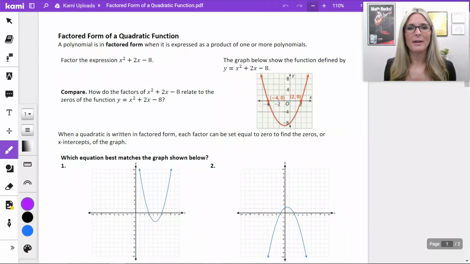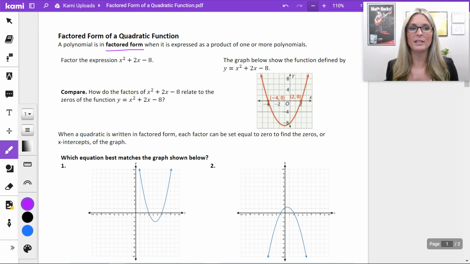So far we've talked about two other forms of quadratic functions. We talked about standard form and we talked about vertex form. A third form is called factored form. A polynomial is in factored form when it is expressed as a product of one or more polynomials. So we also have been reviewing how to factor.